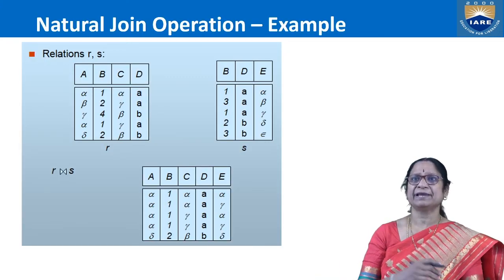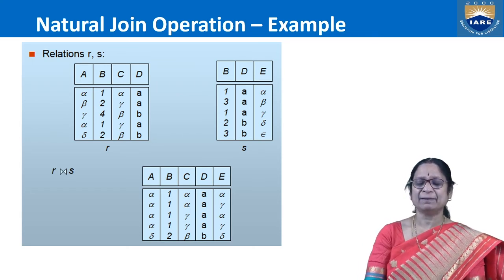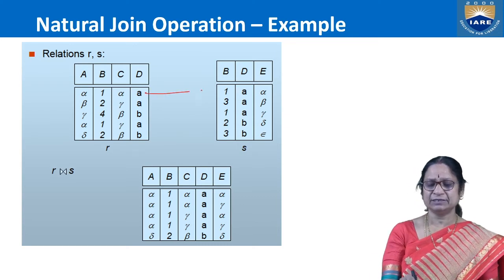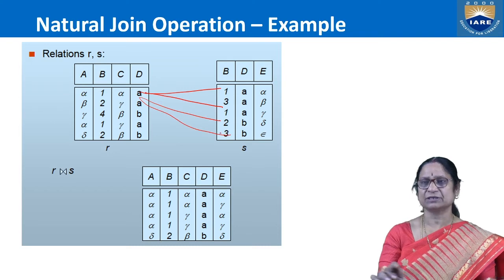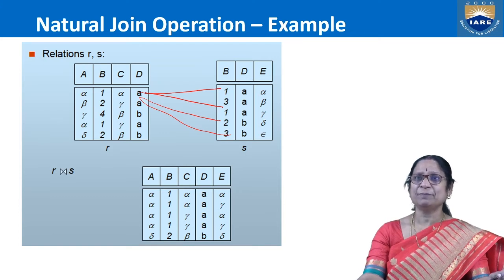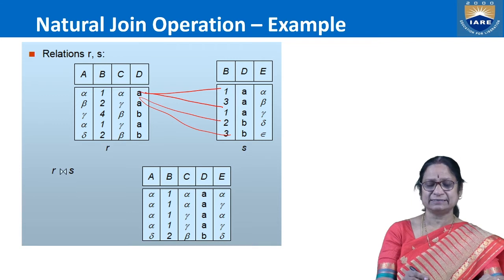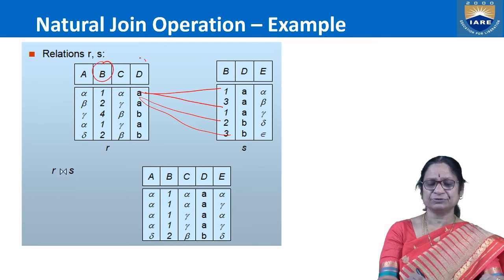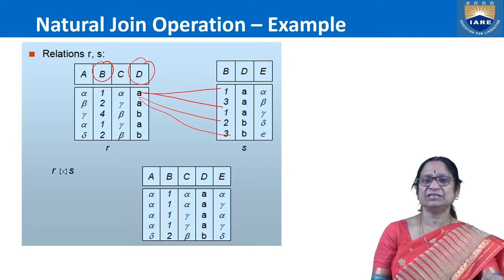Example: R and S. R is having A, B, C, D and S is having B, D, E, and we will map. How to map? Each tuple of this relation is mapped with each tuple of the other relation. That is constituted as a Cartesian product. But while mapping, it will check whether the common attributes have common values, and only those are listed. In our current example, common attributes are B and D. So we have to check for each mapping.